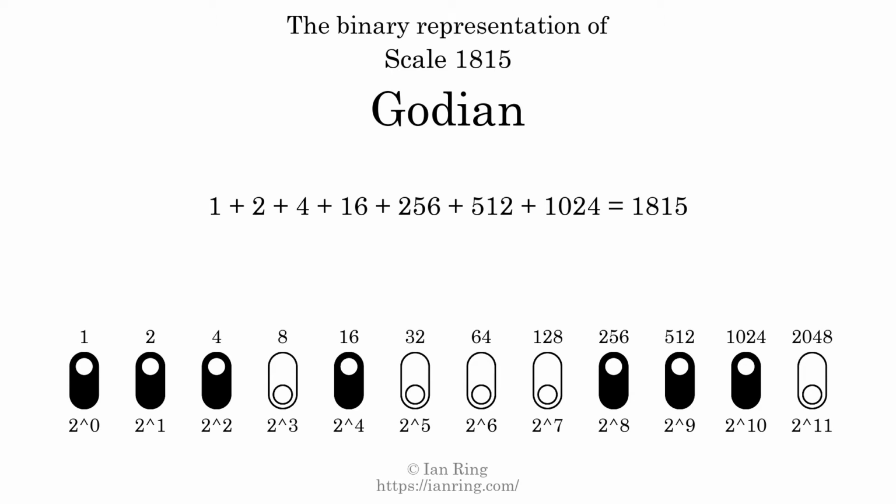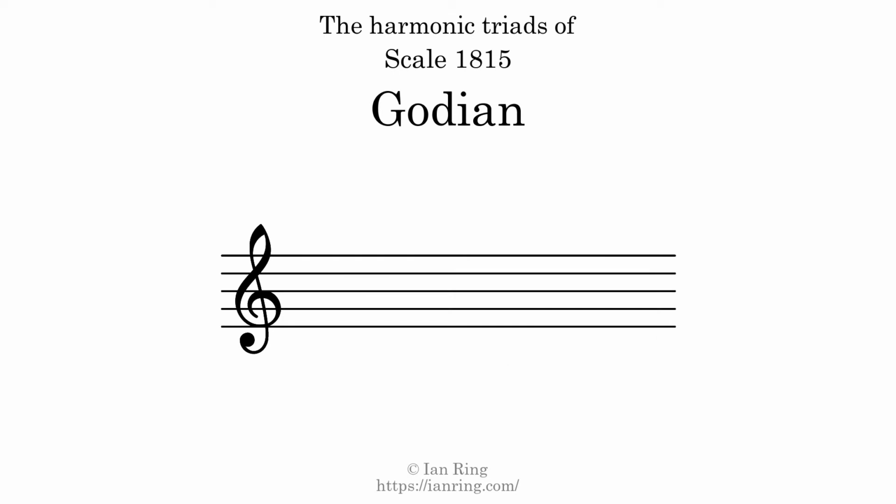1815. The scale number not only enumerates the scale with a unique index, but it also literally describes the tonal content of the scale. Represented as a binary number in base 2, the scale number is 0111000101111. Here are the harmonic triads present in this scale.